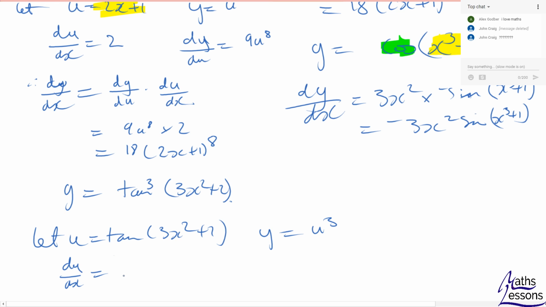So du by dx, if we differentiate the inside bit, we get a 6x squared. And then we differentiate the tan, we get sec squared of 3x squared plus 2. And dy by du will equal 3u squared.